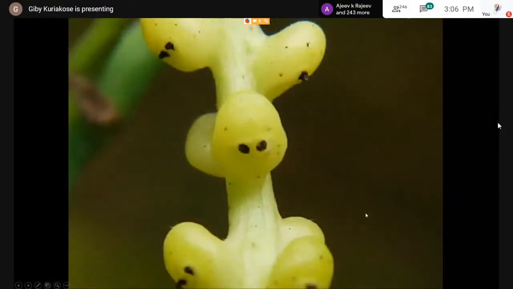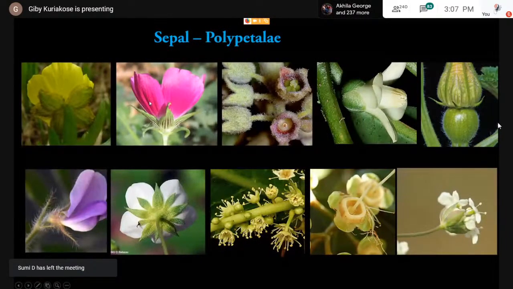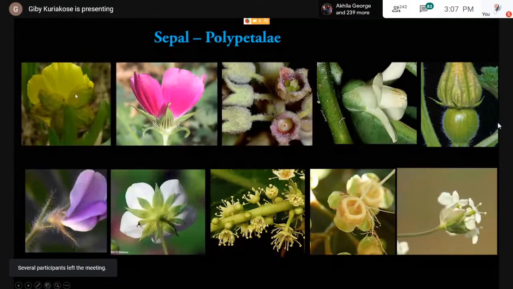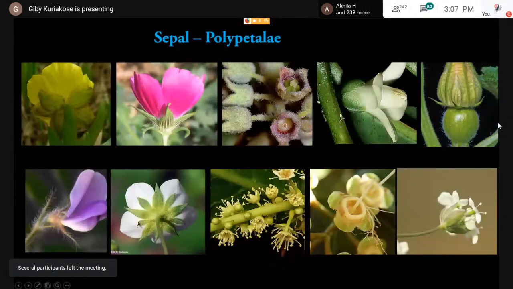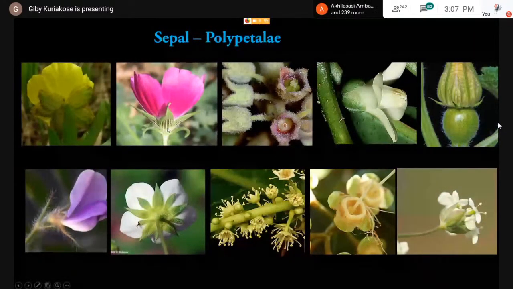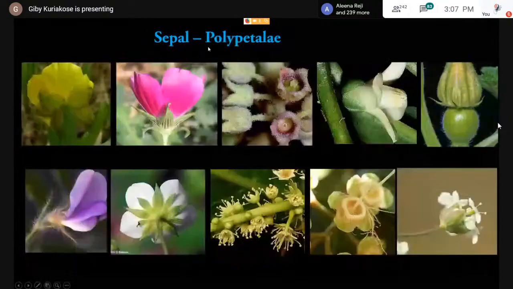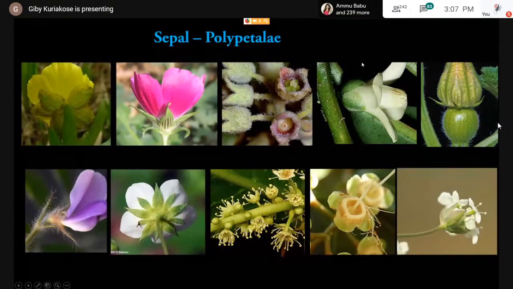Okay, and there are flowers like this also, and there are petals. There are sepals, and when you take sepals of different flowers, you can see the variation in arrangement, in shape, size, in venation of sepals. Here also venation, and also presence or absence of hairs or pubescence or whatever it is. In different families, you may get different types of sepals, and these all are polypetalae.